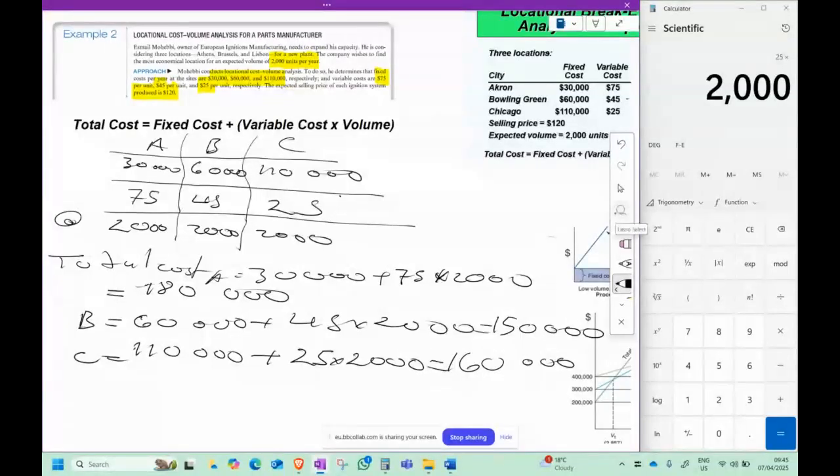All right. So now, this is at 2,000 units, meaning our X. Remember, these are our Y's. All these are our Y's, going to the Y axis, and then X is 2,000. So now let's go right along.